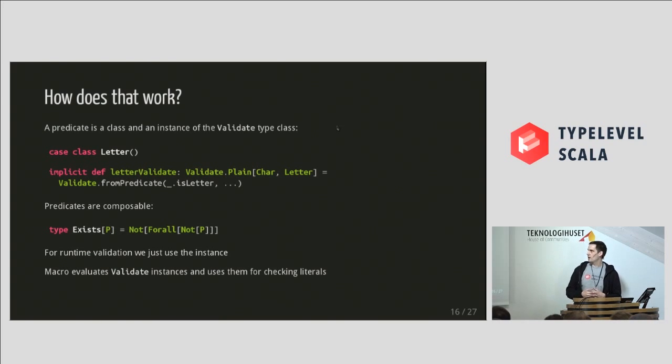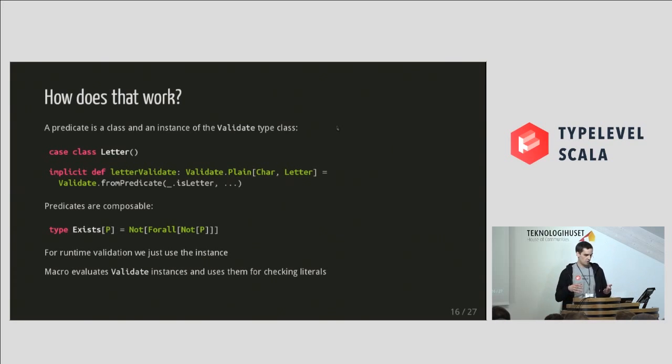So how does that actually work? We somehow have these types that are interpreted as type level predicates, and we have to somehow link that to value level predicates. This is the definition of the letter predicate, which checks if a character is a letter. The predicate itself is just an empty class. Then there's a Validate type class, which links a value level predicate to the type level predicate. And this here is the letter validate.